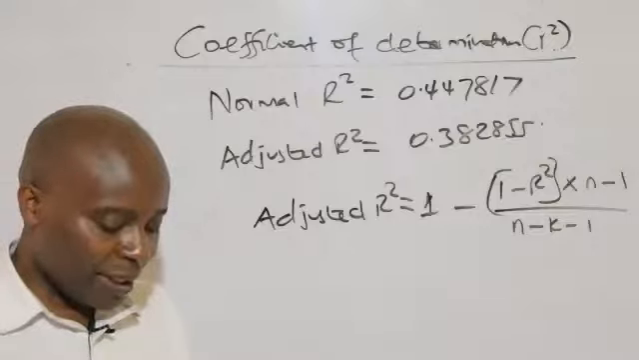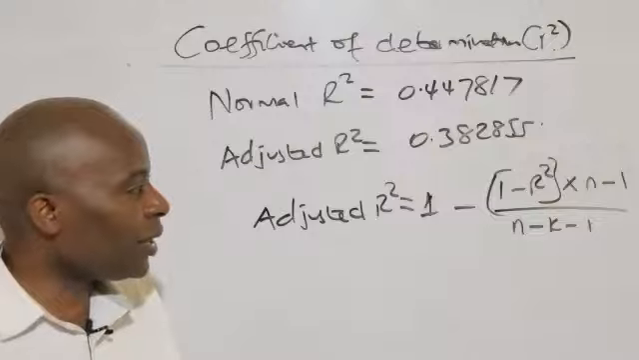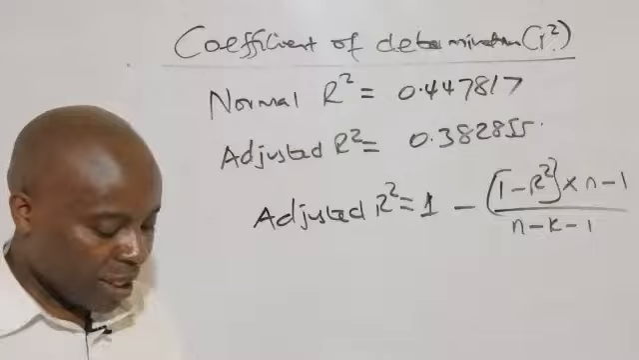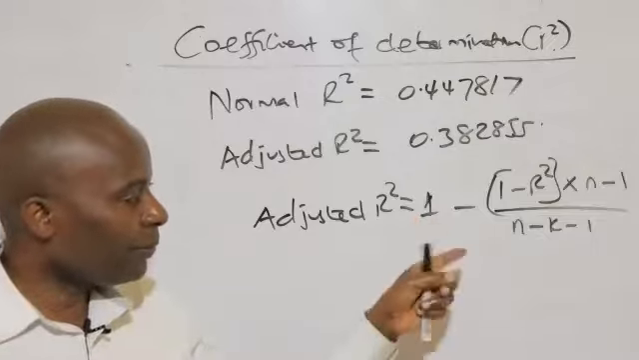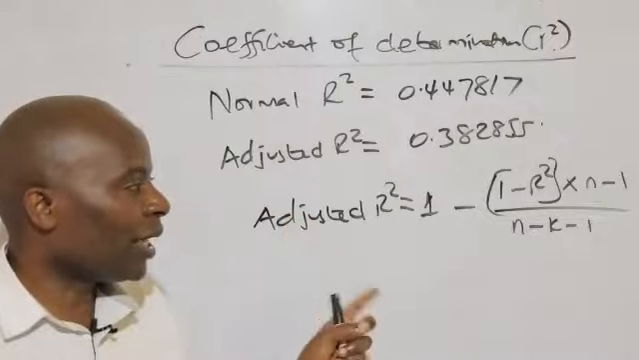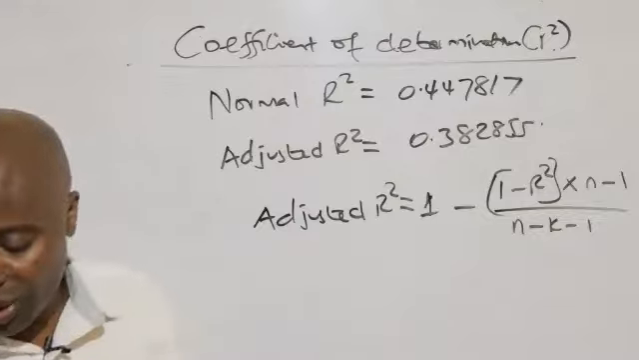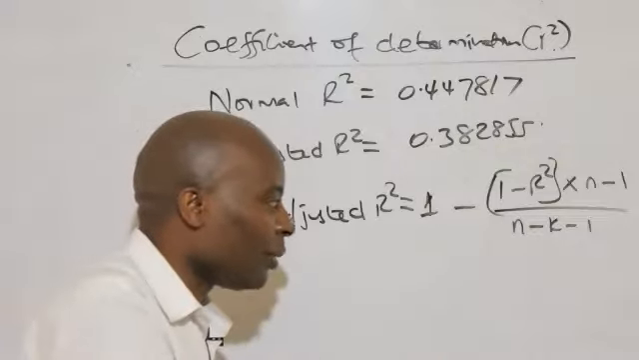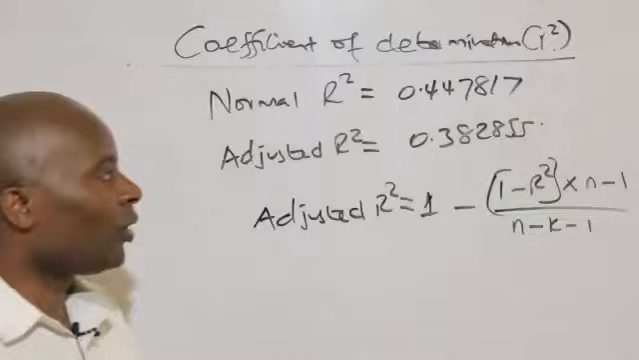N minus k minus 1. Anytime they want us, ladies and gentlemen, to give them R squared, always, this is the formula they should be thinking about, adjusted R squared. There's nobody who will ask you how to calculate this. This one here we're being asked in section 4.